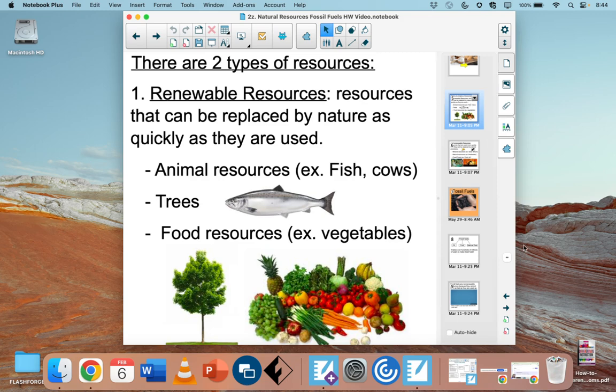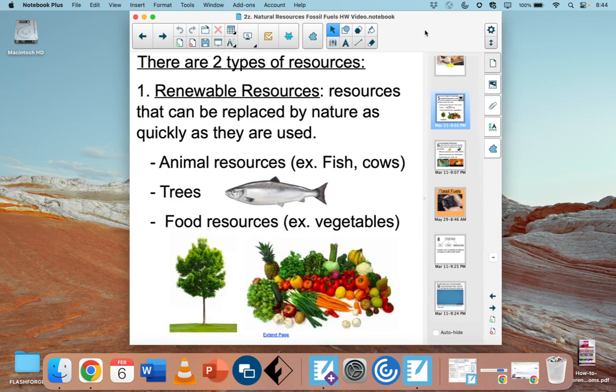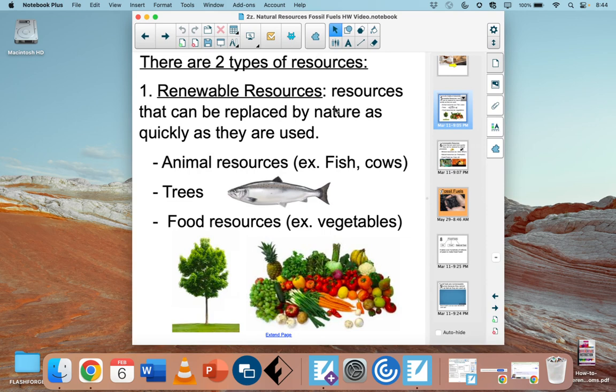And I want you to know that there are 2 types of resources, actually. There are renewable resources, which are resources that can be replaced by nature as quickly as they are used, which include animal resources like fish that we eat and cows that we also eat, trees that we use for wood, for buildings, furniture, paper, and all kinds of other stuff, and food resources like vegetables.